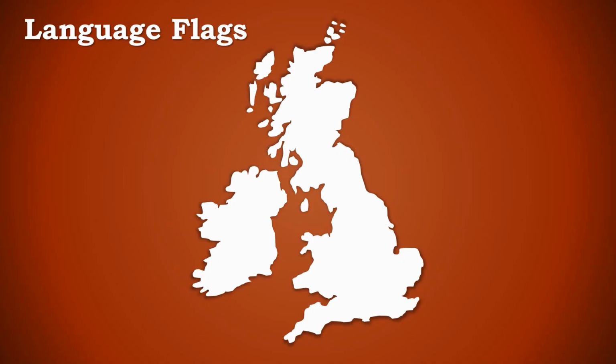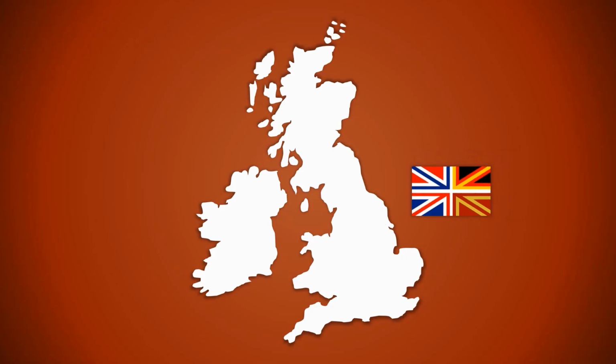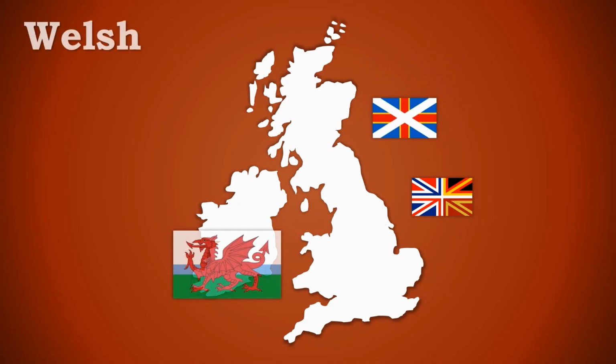For English, we have this mixed design that I found online, which incorporates various elements of the English language's development and history. For Scots, we have prominently the Scottish saltire, but also the flag of Ulster behind it, which shows its connections to Northern Ireland. For Welsh, we of course have the Welsh dragon with a small stripe to remind us of the Welsh overseas, and especially in Patagonia.